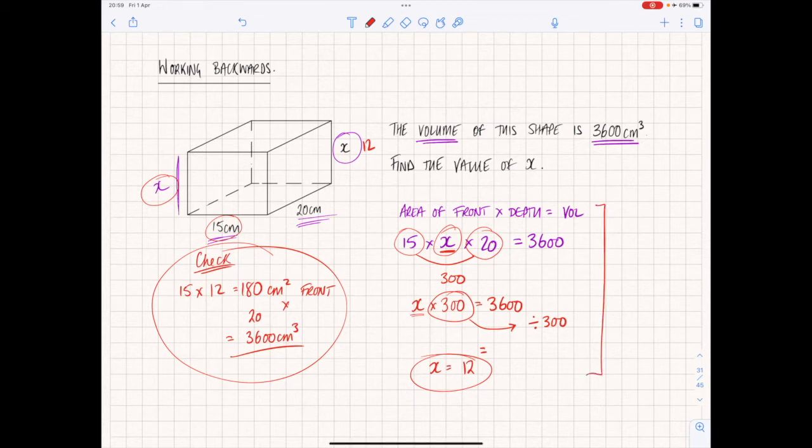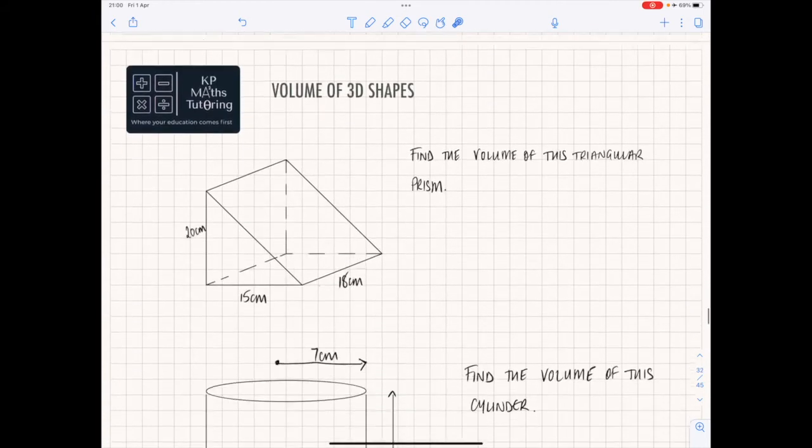So if you are already given the volume and you need to find the side, substitute in the values that you already know. So these are the values that I already know here, and then take them over and reverse it by working backwards. Okay, let's look at another example here.